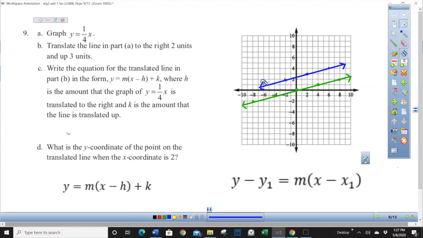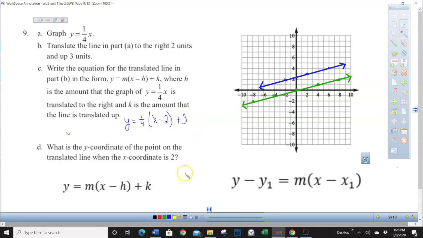Now it's asking us to write the equation of the line in this form. Well, when the line is in this translated form, the h is the shift left or right, the k is the shift up or down. So we know that our slope has not changed, so that's still 1/4. And then we have x minus 2 because we went to the right 2 units, plus 3 because we went up 3 units. Now, if we had gone to the left, this would be x plus 2, and if we'd gone down, this would have been a minus 3.